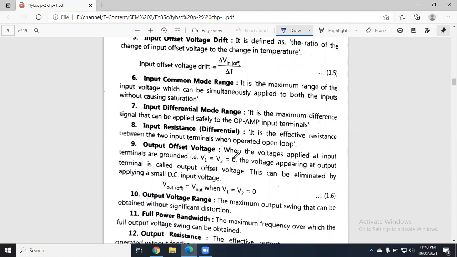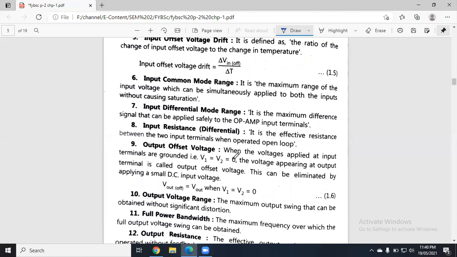Next one we have input common mode range. It is the maximum range of input voltage which can be simultaneously applied to both the input terminals without causing saturation. So what is the maximum? See, in electronics every device has its maximum and minimum capacity. Similarly, op amp is also going to have its maximum capacity. So what is the maximum voltage I can apply to the terminals of op-amp, that is called your input common mode range.